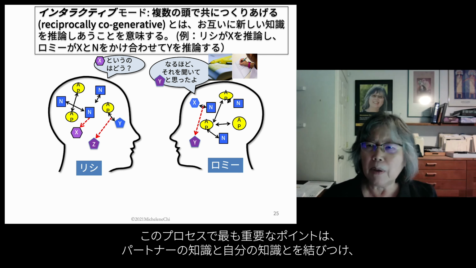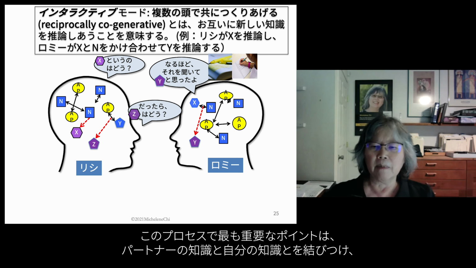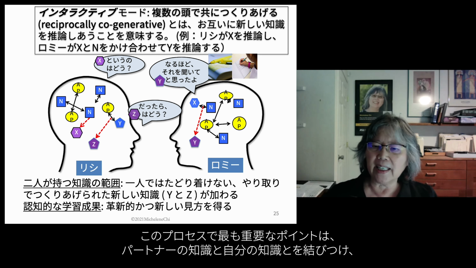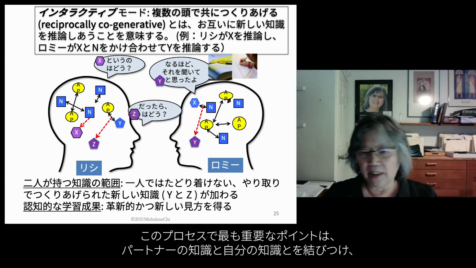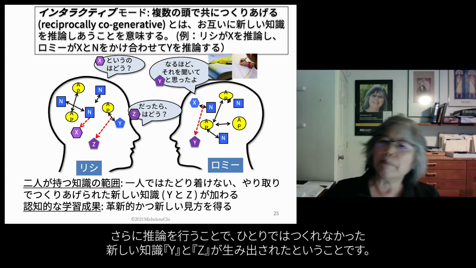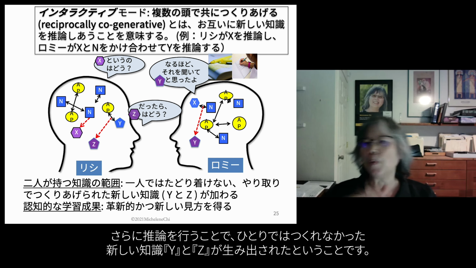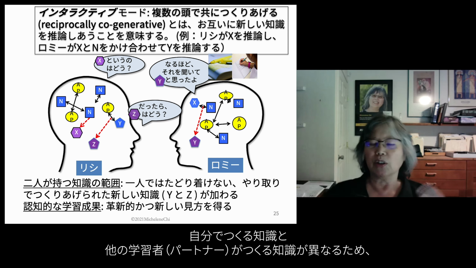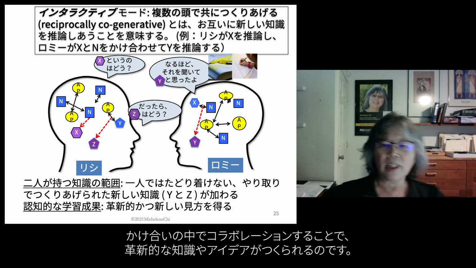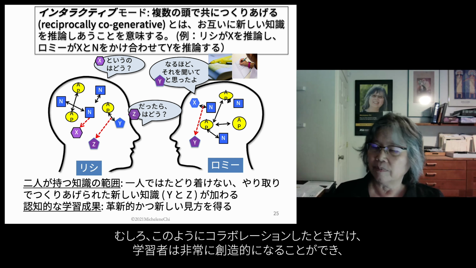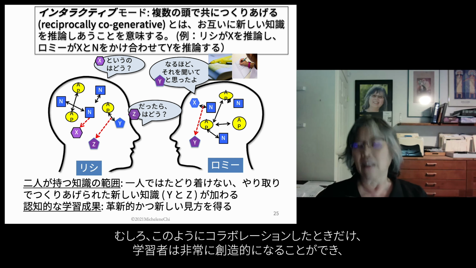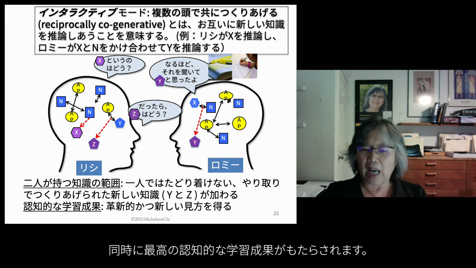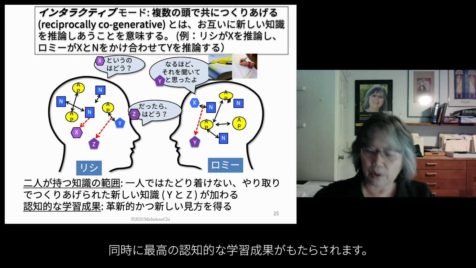So the most important point to know about this is that the new knowledge Y and Z are generated that neither partner could have generated on their own, because it's based on inferring as well as connecting your partner's knowledge with your own knowledge, and then making some other inferences. So there's some randomness to what you can generate and what your partner can generate. Therefore, being collaborative actually allows you to be innovative. You can be very creative, and that's the cognitive outcome. So that's the best possible cognitive outcome, but only if you collaborate this way.